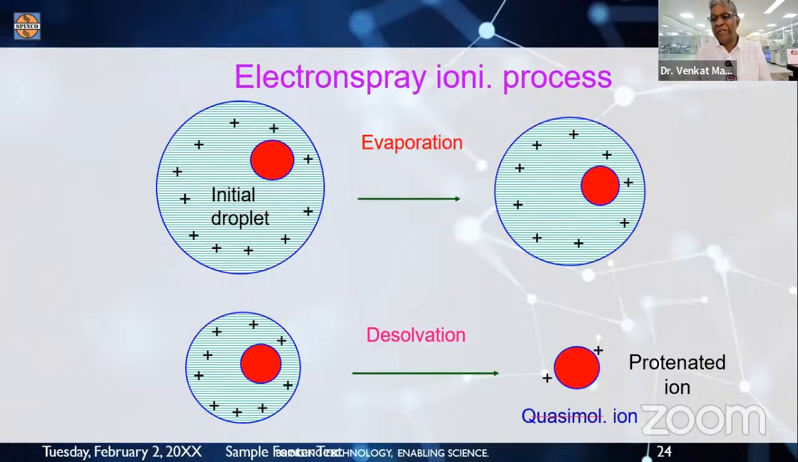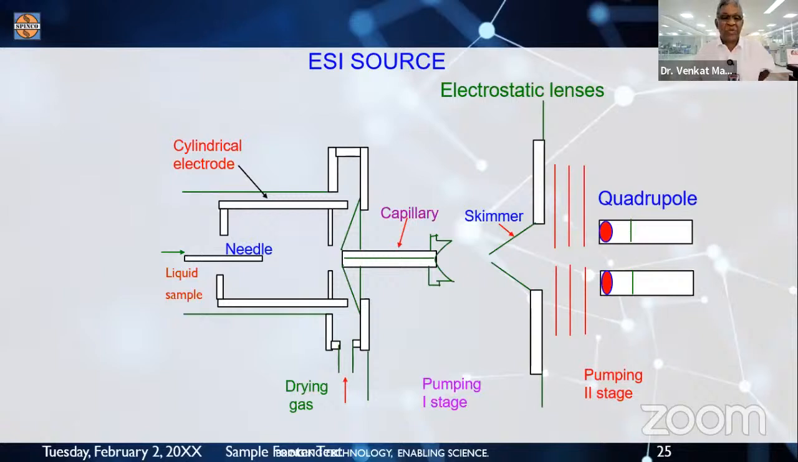Where is all this happening? This is the source. This is the needle through which the liquid sample is coming. I have kept 2 cylindrical electrodes. The droplet is coming at a flow rate of 1 ml per minute. I am putting a drying gas. I produce the nebulization here. Simultaneously, I am charging the droplets. Now, because of the drying gas, the entire mobile phase is completely removed.